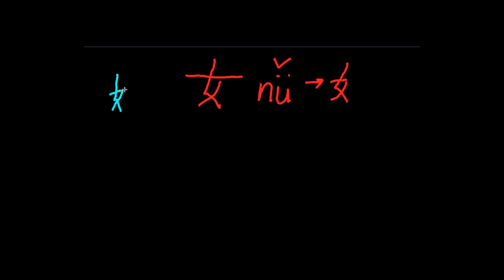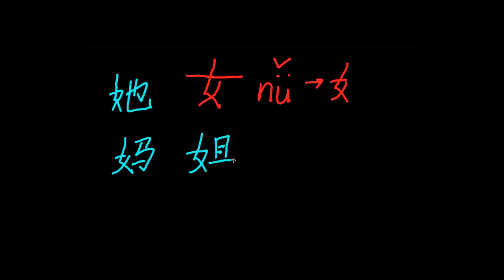We have 她. 她 means she. We have 妈. You've seen this one already. Ma is mother. 姐. So 姐 is older sister. We would say 姐姐. Now we have younger sister is going to be same radical, just different part on the right. This is May, another character that uses the female radical.